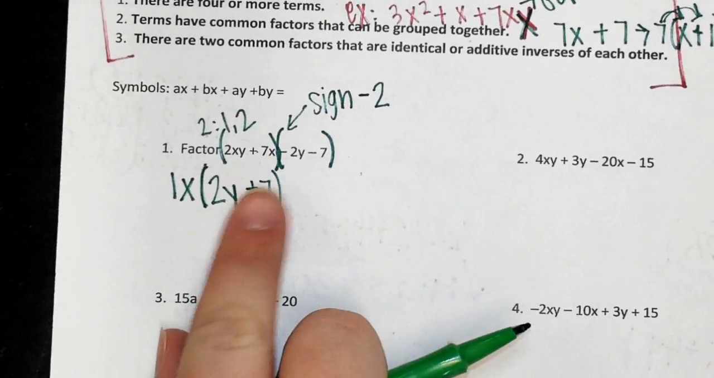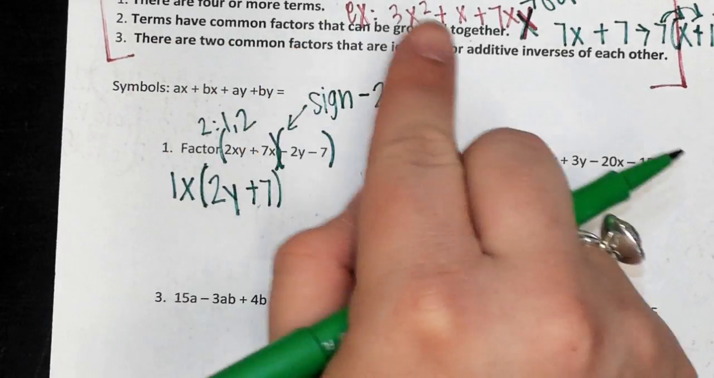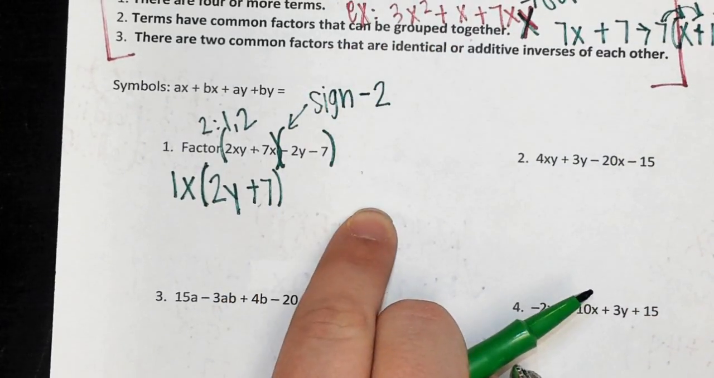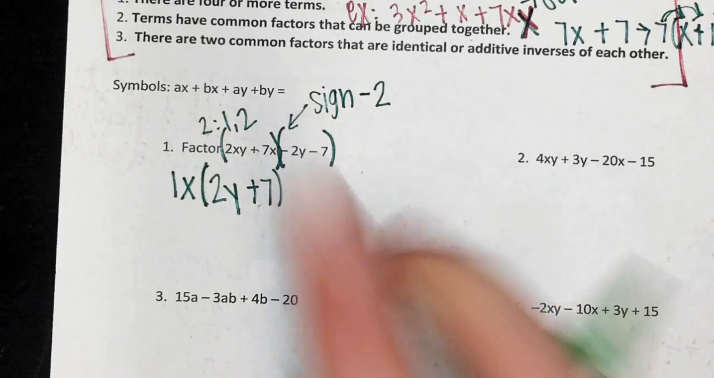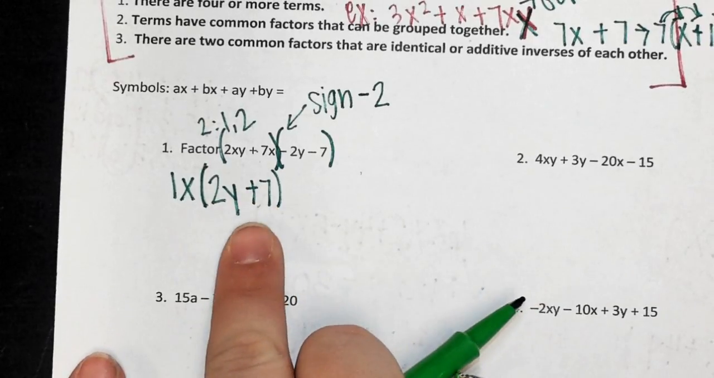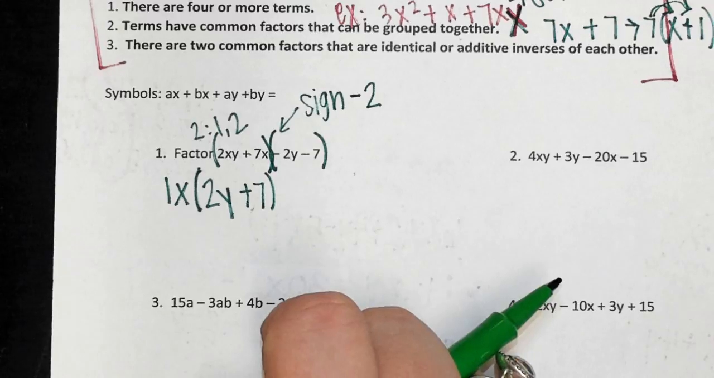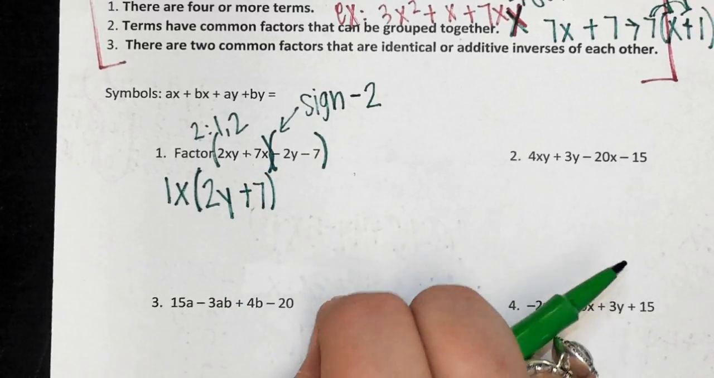Now let's do the second one. Now, rule number 3. There are 2 common factors that are identical. This next one, the whole point of this, and if you know you're on the right track, whatever is the remainder, which is left in your parentheses, it has to be identical to this one. Okay, how many negatives do you see? 2. If you see 2 negatives, factor out a negative.